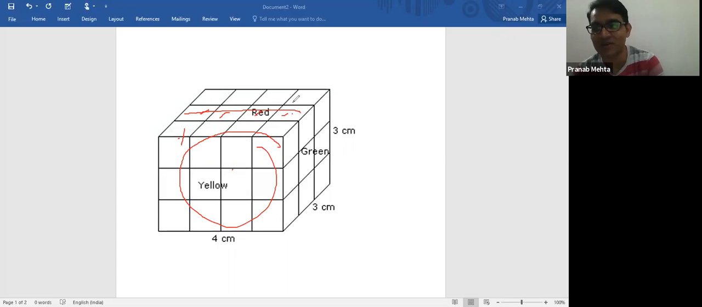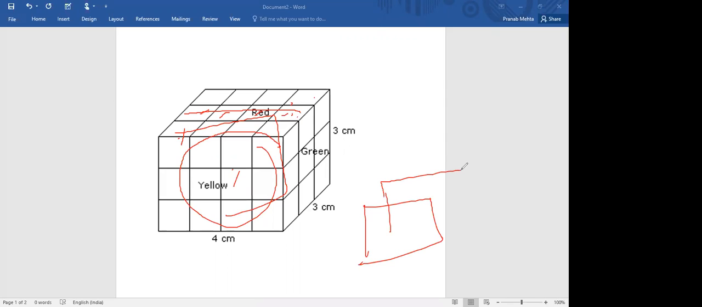If you remove this slice, what will happen? Another slice will also have the same number of cubes. All right, don't get confused. Okay, sir. Yes, sir. I didn't consider the middle cubes. Yes. So all of them will be having the same number of cubes.